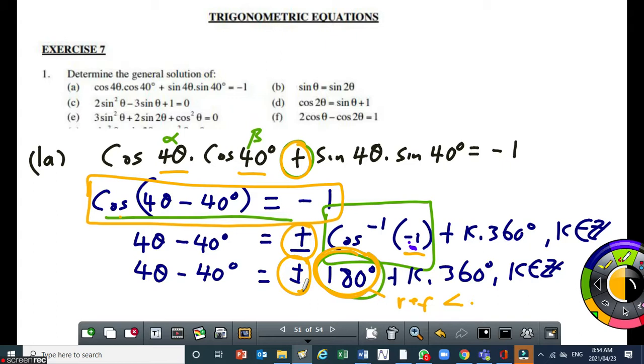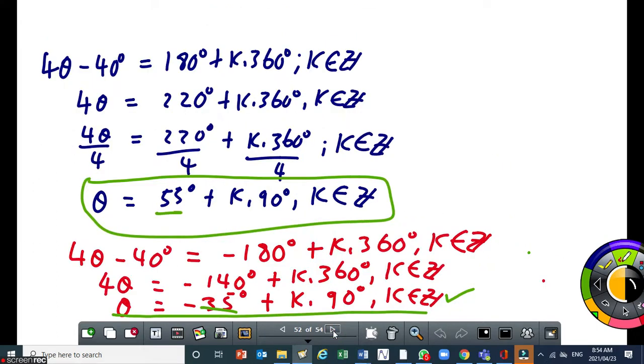You following that? So on the next page, I started with positive 180 degrees. That's one there. So if I start with positive 180, take the minus 40 to the right, I'll get 220. Right? Plus k times 360, where k is an element of z. Always don't forget to write this. Right? Because sometimes it is allocated a mark. Just for writing k is an element of integers.